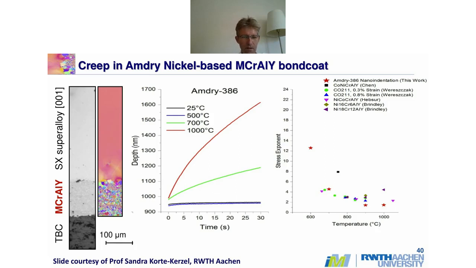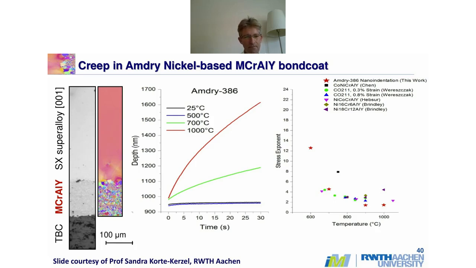So another example now, a similar sort of thing, in this case not on the superalloy but on the bond coat. The bond coat mediates the stresses between the thermal barrier coat and the underlying nickel-based superalloy, and it can be quite thick. It's shown here, this M. Crowley bond coat, Amdrite 386, can be of the order of 100 microns thick. And again, it's a very, very creep resistant material.